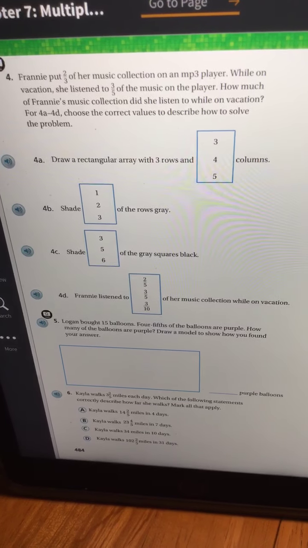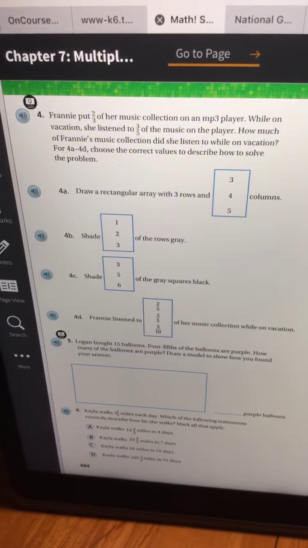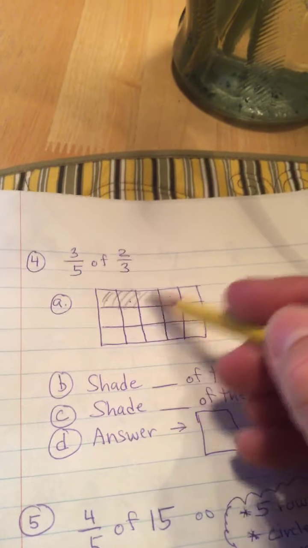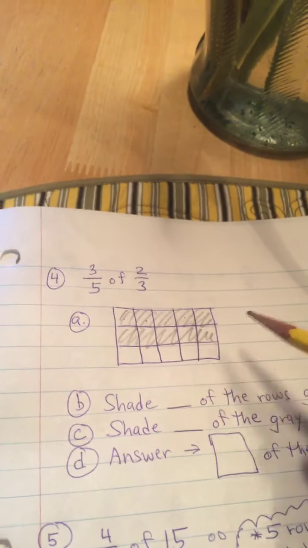Shade how many of the rows gray? So what's my numerator for my rows? Well, 2/3, so my numerator is 2. So I'm going to shade in 2/3 gray. 1, 2. It doesn't matter which 2 rows, but I have to shade 2 of them gray.